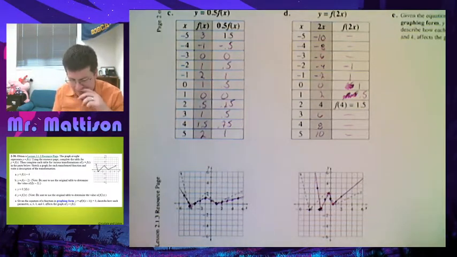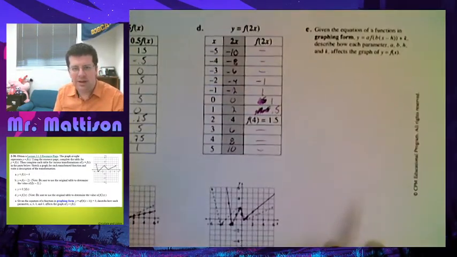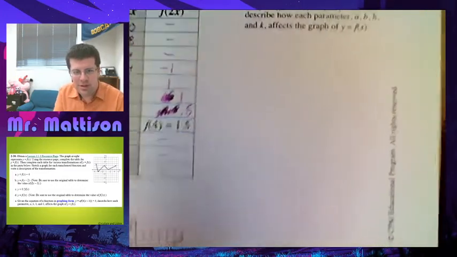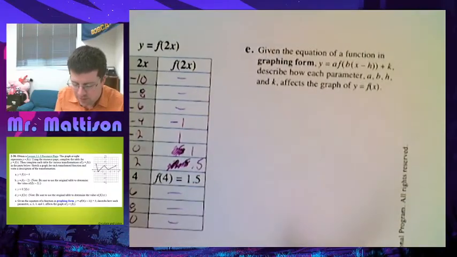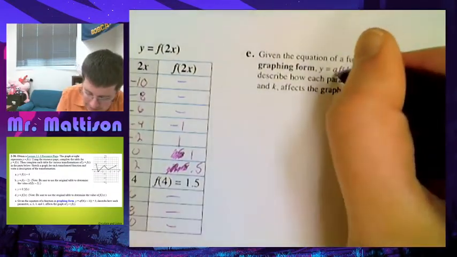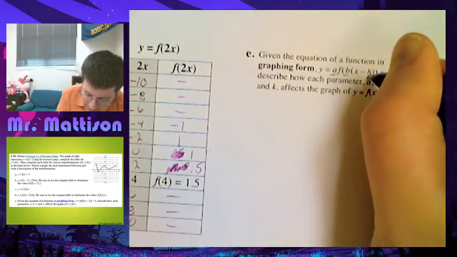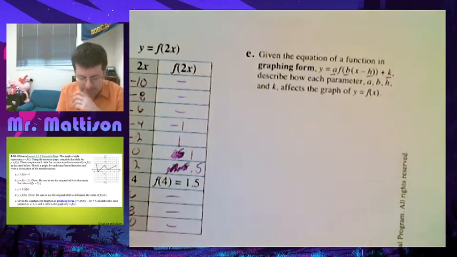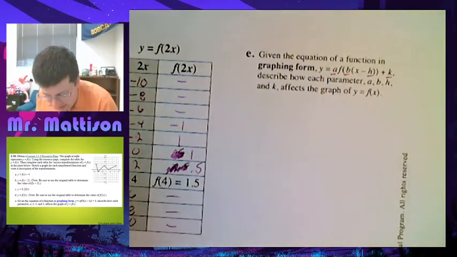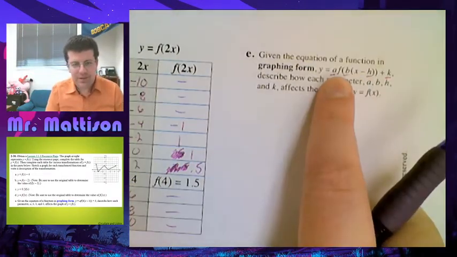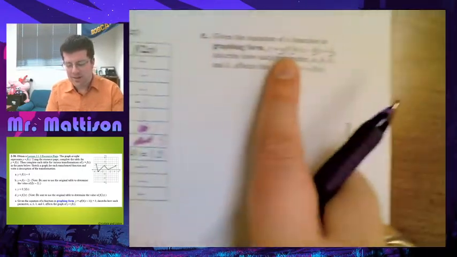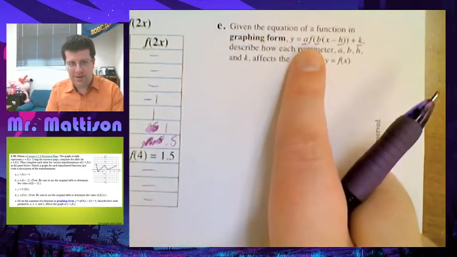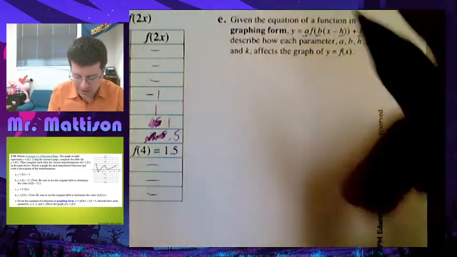So let's take a look at part E here. We're trying to figure out, hey, what are some of the rules which we have encountered here. So we have 4 different things we've measured. We have A, B, H, and K. So our A, that's like our 0.5 here, right? That caused the vertical expansion and contraction.